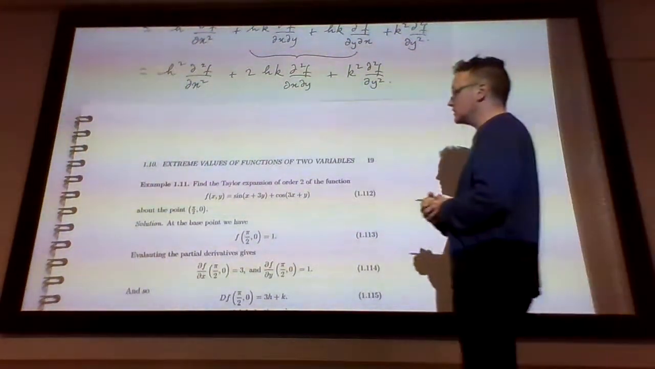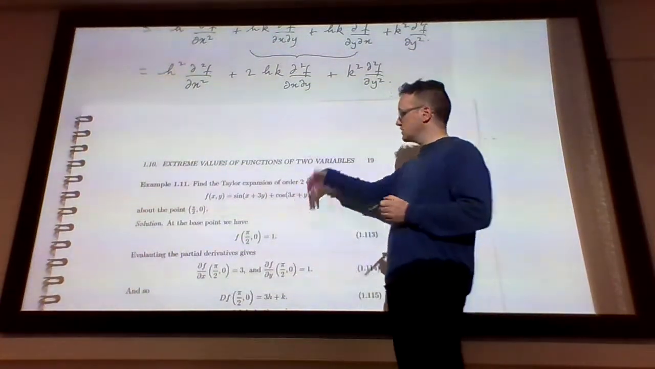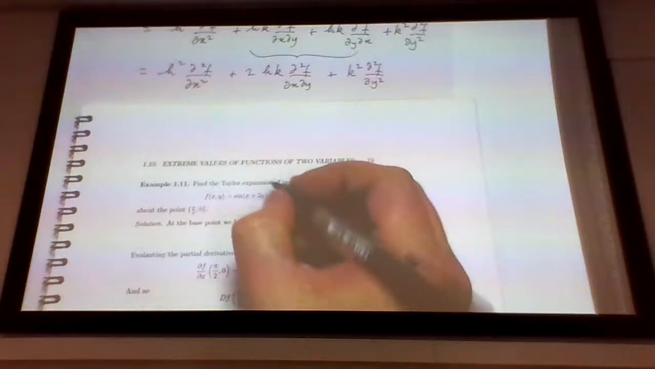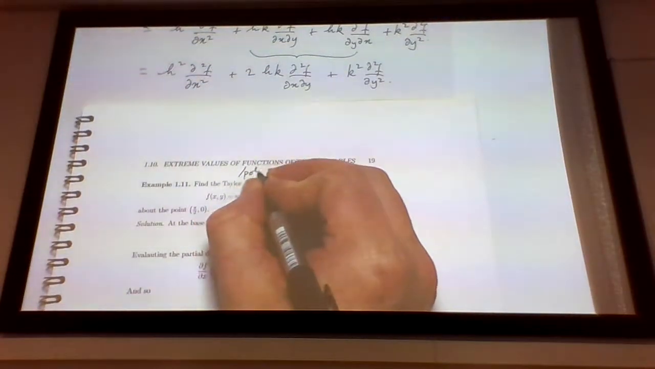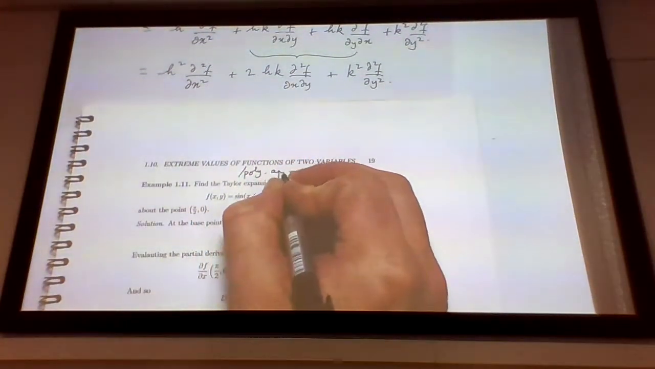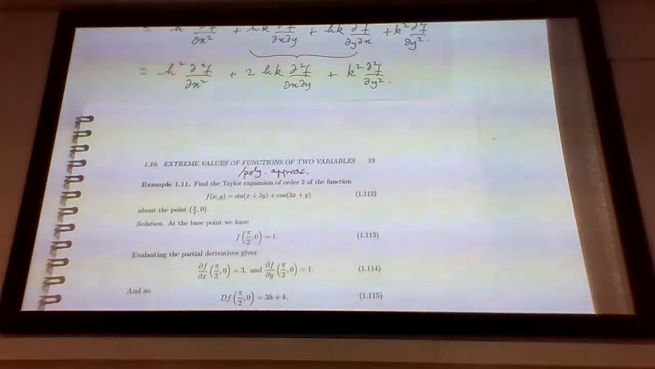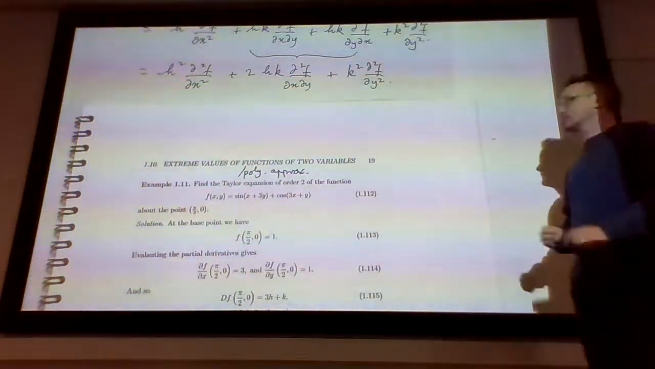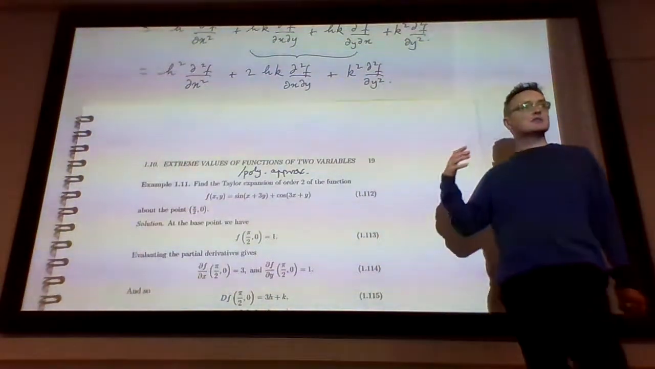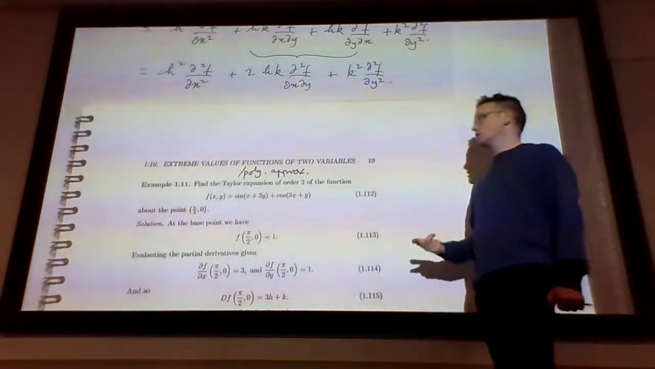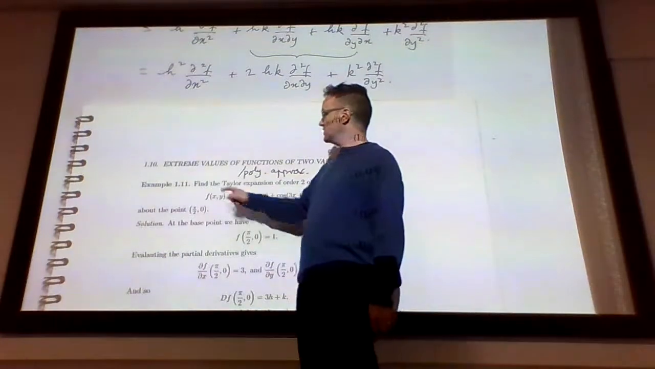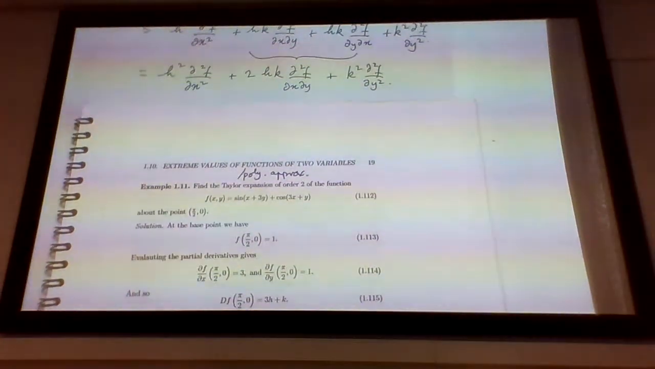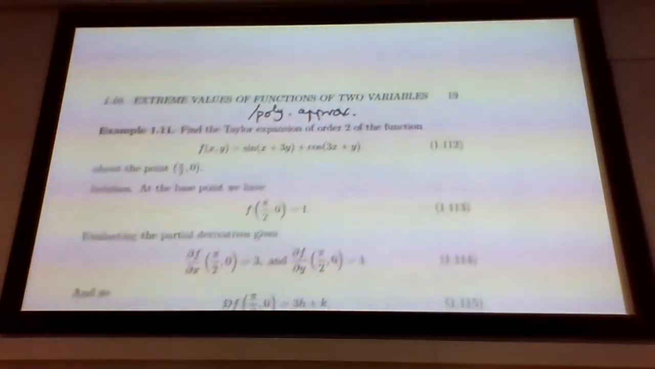And we're looking for the Taylor expansion, or the Taylor polynomial approximation. There are different terms used, or you could call this the polynomial approximation of order 2. So we want to go up to second order partial derivatives, second order polynomial terms. The base point we're choosing is pi over 2, 0, so x equals pi over 2, y equals 0.